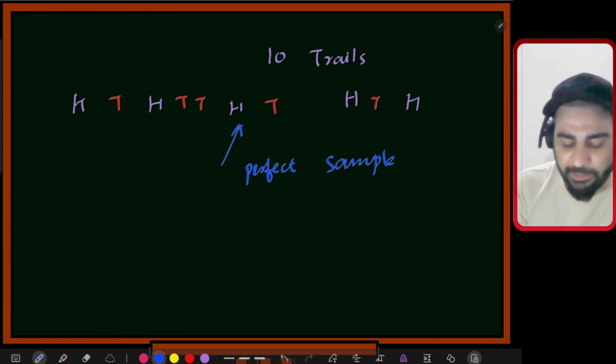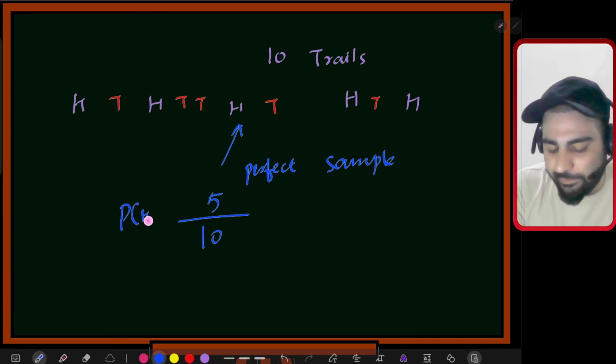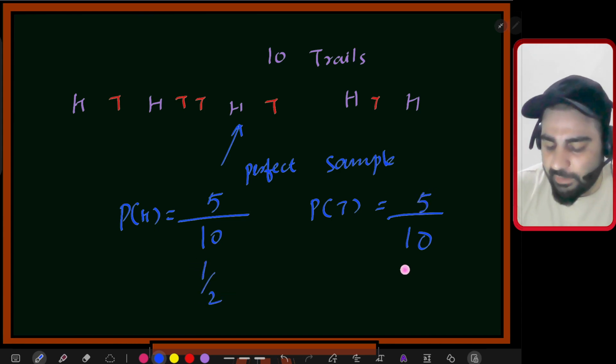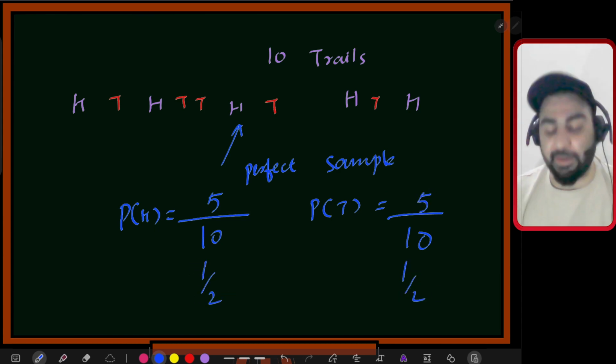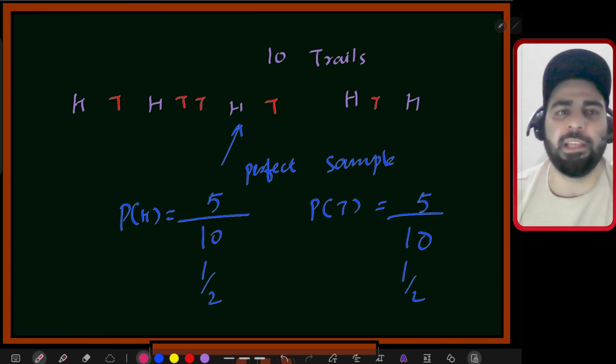So here if you see, out of these 10 trials, head came 5 times. This is the probability of head. Similarly, out of these 10 trials, the tail came 5 times. Now you see that 1 by 2 is the probability of head and 1 by 2 is the probability of tails. This is the perfect sample. So if you somehow have the perfect sample, you can easily compute the variance.